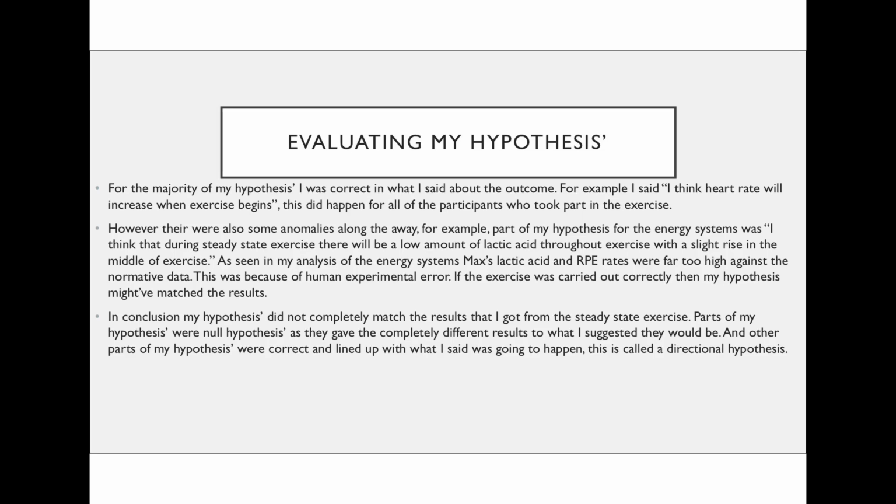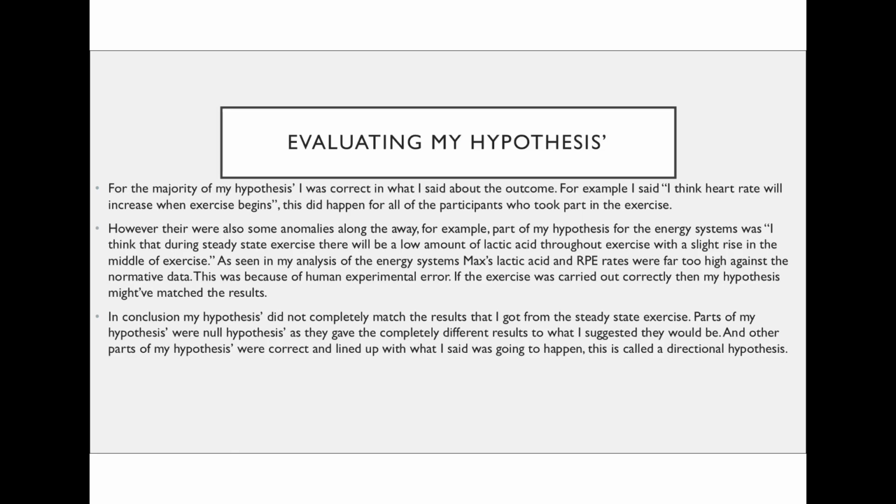Finally, my evaluation of my hypothesis. For the majority of my hypothesis, I was correct in what I said about the outcome. For example, I said, I think heart rate will increase when exercise begins. This did happen for all of the participants who took part in exercise. However, there were some anomalies along the way. For example, part of my hypothesis for the energy system was, I think that during steady state exercise there will be a low amount of lactic acid throughout exercise, with a slight increase in the middle of exercise.